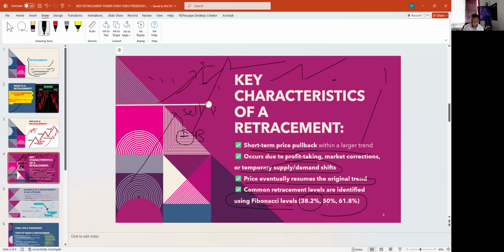You're going to see that in a moment. And you can buy at the 50 retracement or at the 61.8. That's the best level in a Fibonacci. 38, 50%, and 61.8%. So we're going to see that in a real chart.